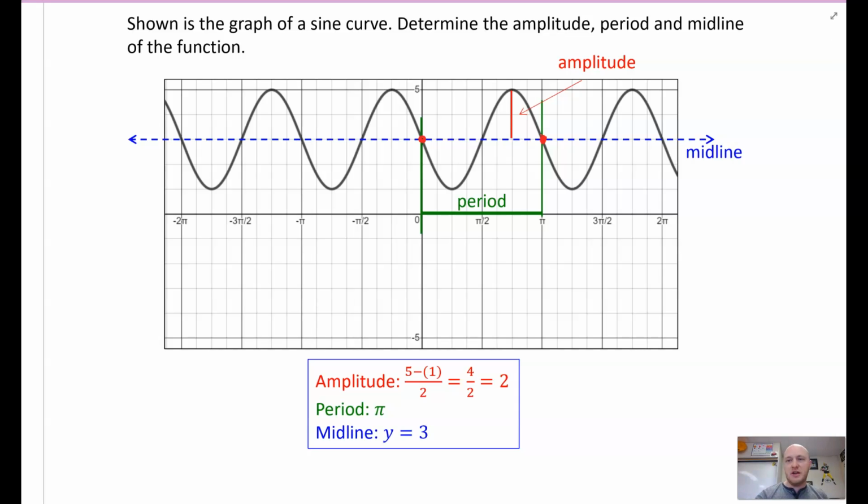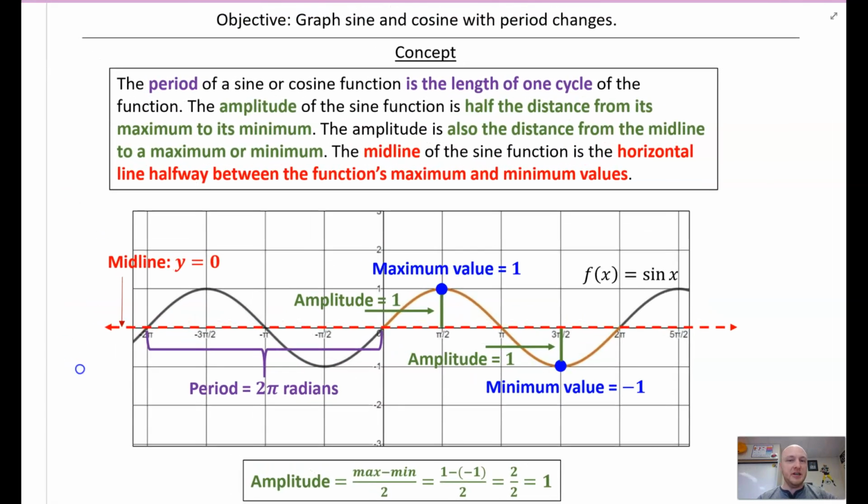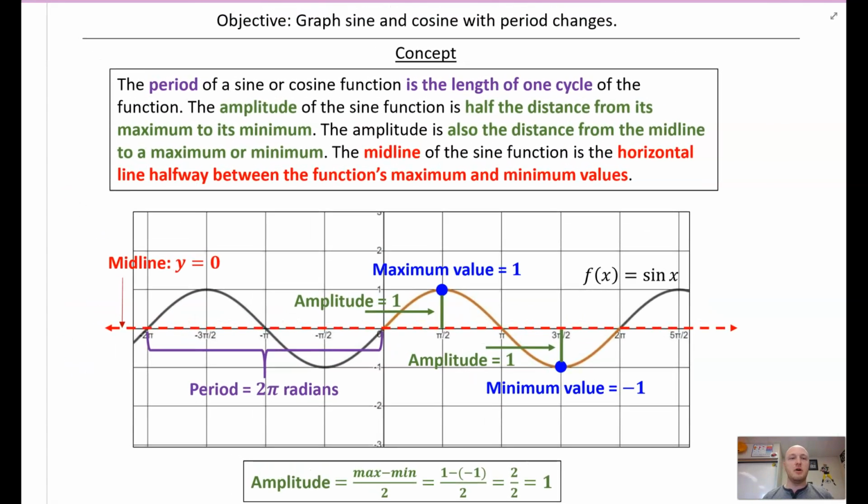Just generating your prior knowledge here. All right, so today we're going to adjust the period of our sine and cosine functions. And again, remember that the period is the length of one cycle for it to repeat. So once it starts repeating values, that is one period. What we're going to do is change that. The amplitude of the function is half the distance from its max to its minimum, or the absolute value of the distance from its midline to its max or its min.